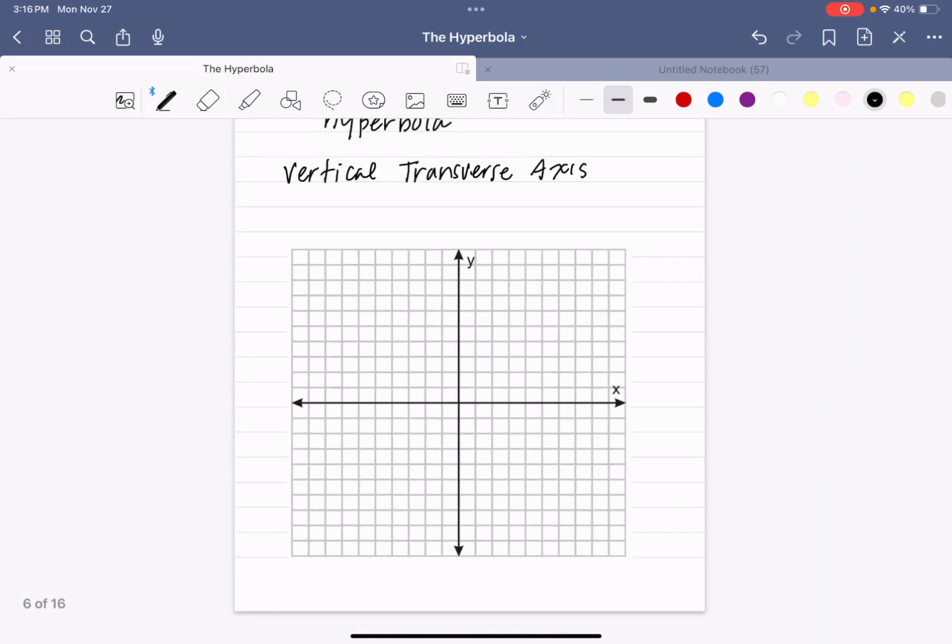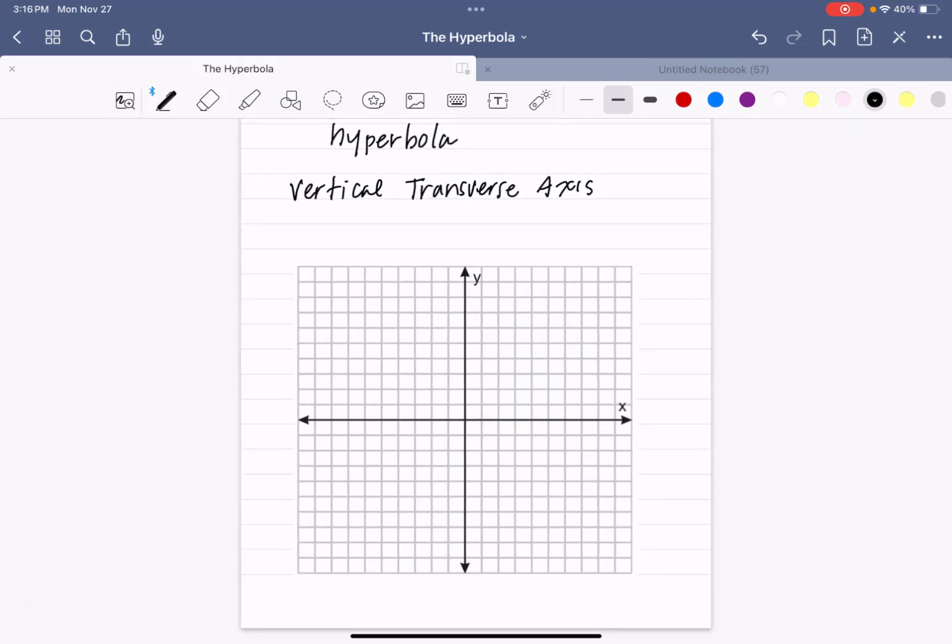Now, if you have a vertical transverse axis, that means that your vertices are going to be on this axis. So that's vertex 1 and vertex 2, and your guide points are going to be on this axis, so we'll put them here and here. And then I'll draw in my rectangle. This helps me get my asymptotes. So my asymptotes go to the corners of this box. All right, I've got to try to get those right.